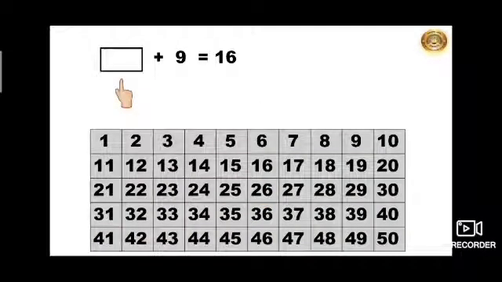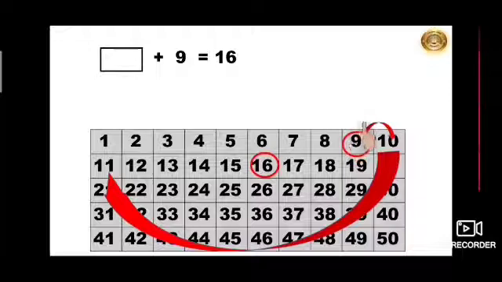So children, here which number should be added to 9 so that we get the sum 16? Means we have to take how many steps after 9 to get the number 16. So you have to count how many steps until we get the answer 16. So first we have to go to the number 9. Then the answer will be 16. So we have to count the steps here.